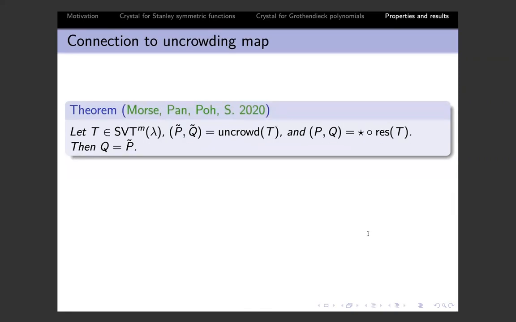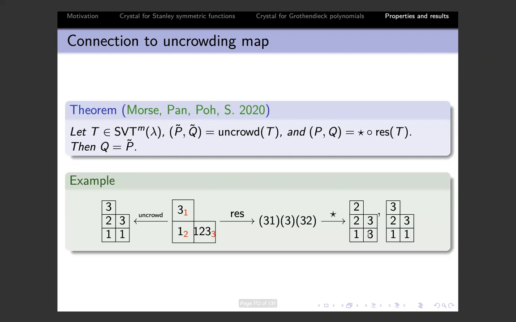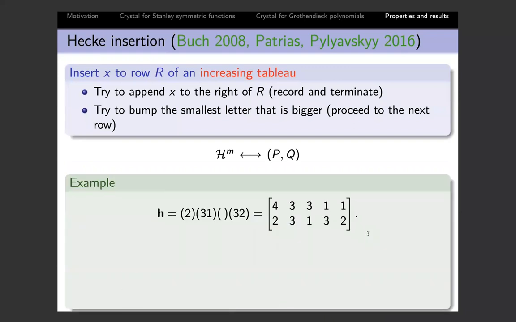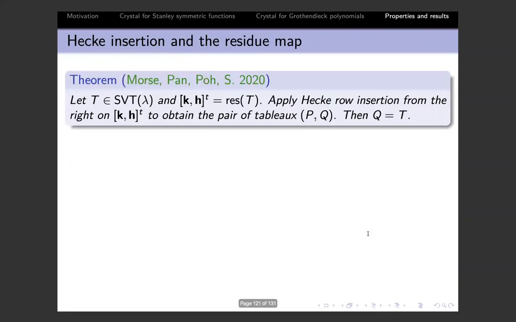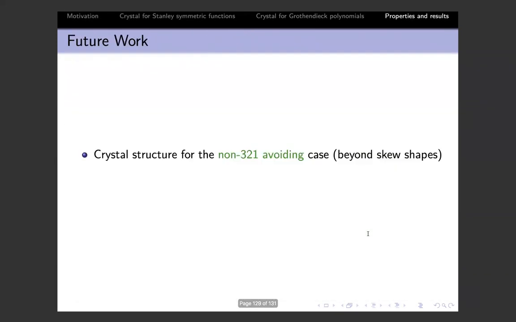But then this star insertion is also well behaved with respect to this uncrowding operator. So if you uncrowd a set-valued tableau, and you do the residue map and this star insertion, there's a relation between that. There's also a Hecke insertion. So let me just go through that very quickly. And under this Hecke insertion, if you look at the residue map and the Hecke insertion, there's also a relation. So that's what this slide is saying.